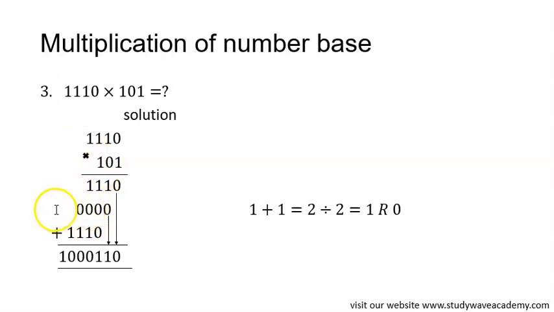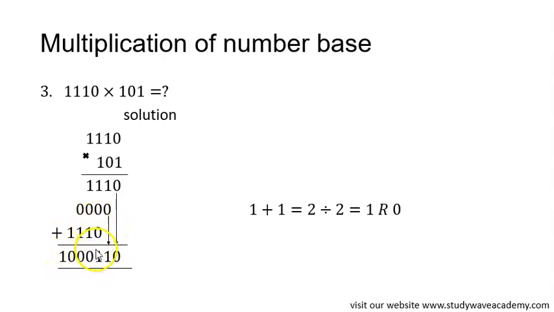It keeps on shifting, okay? We are done using the second digit to multiply. We use the last digit next. 1 times 0 is 0. 1 times 1 is 1. 1 times 1 is 1, and 1 times 1 is 1. So now we are done multiplying. What do we do next?